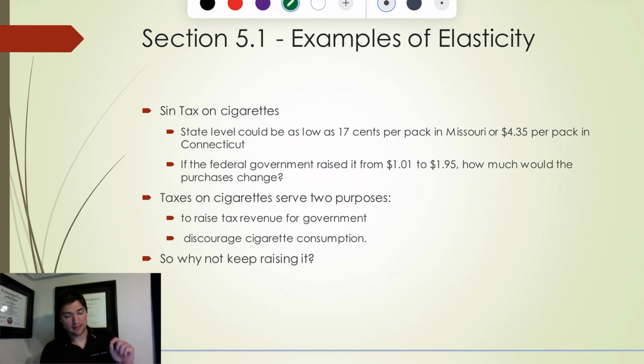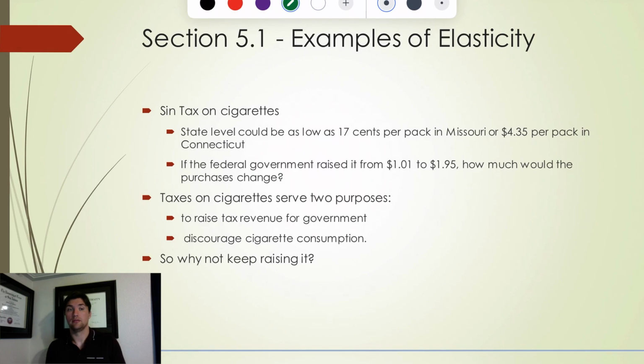Okay, basically, because the price goes up, from $1.01 to $1.95, are we having a big decrease in quantity or a little decrease in quantity? And that's what we're going to figure out here. Because if that is the purpose of cigarettes, to raise revenue and to decrease consumption, why not raise it? Like, what would be the issue there?